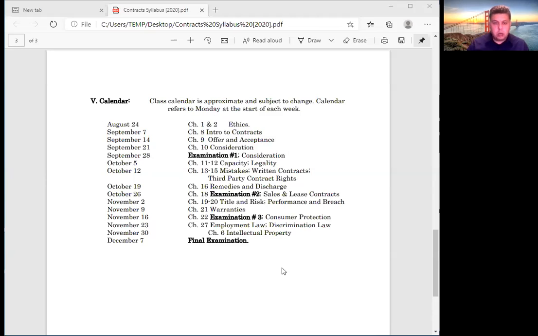Ethics, Introduction to Contracts, Offer and Acceptance. The chapters of the book are noted there in the syllabus. I'm also going to be providing that information on a regular weekly basis, okay, for things that you can look to and different types of material that you can get.